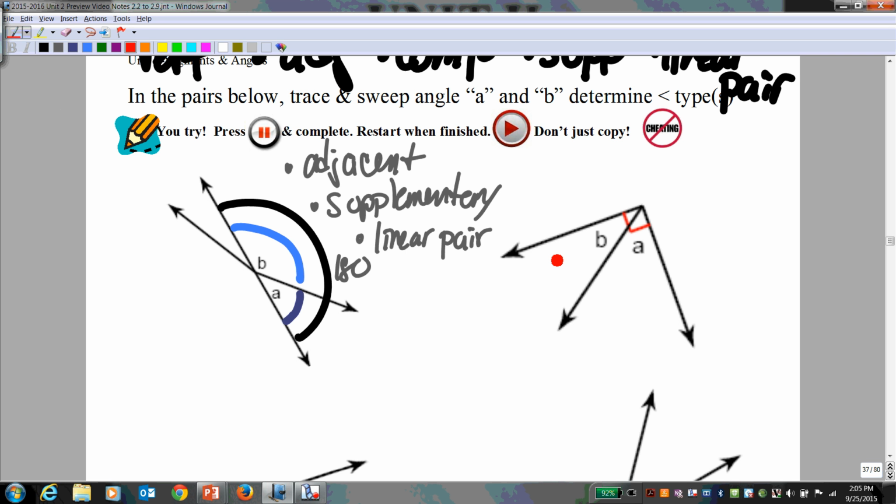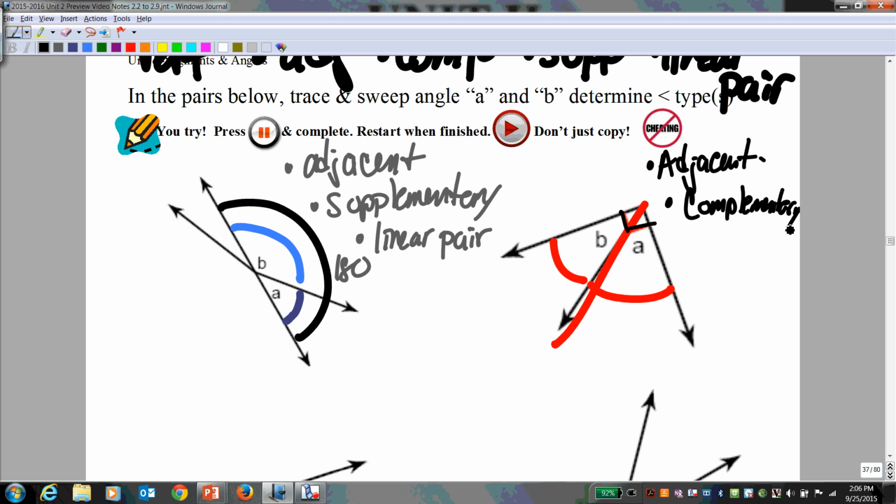Check this one out. We sweep them. Okay, so one, we know they're adjacent because they're sharing a line here. So they are adjacent. Two, they add up to 90 degrees, so it's also complementary. So they're adjacent and they're complementary.